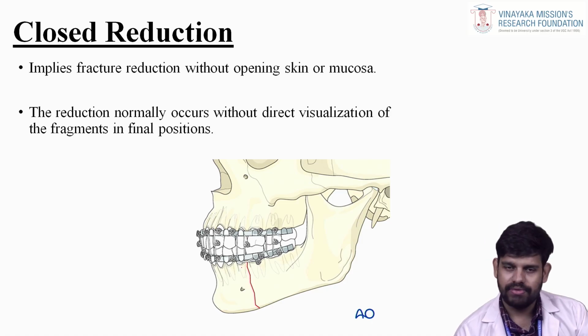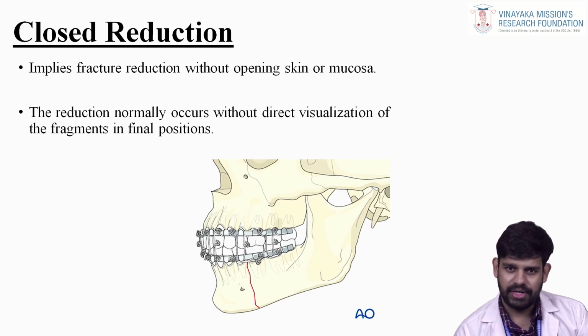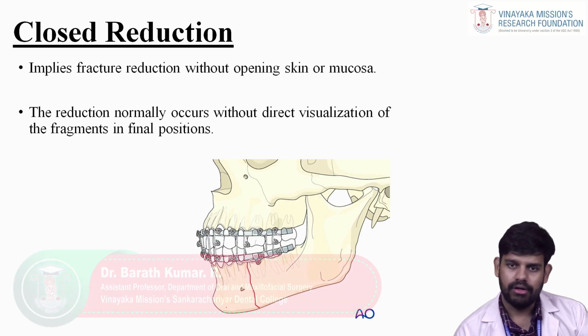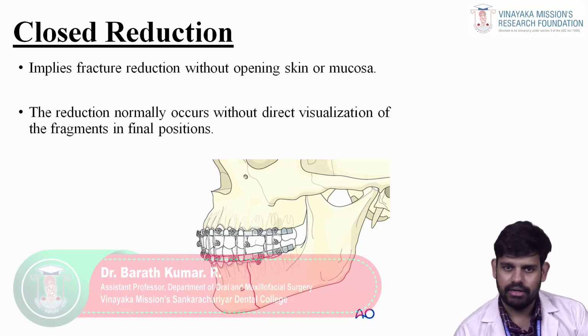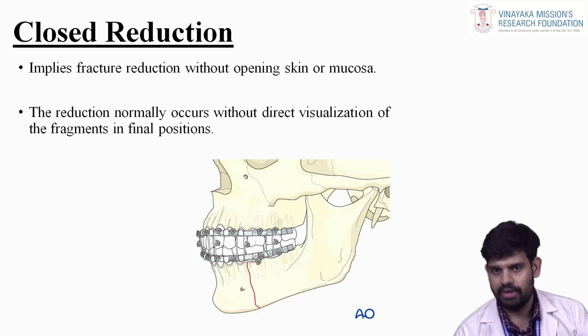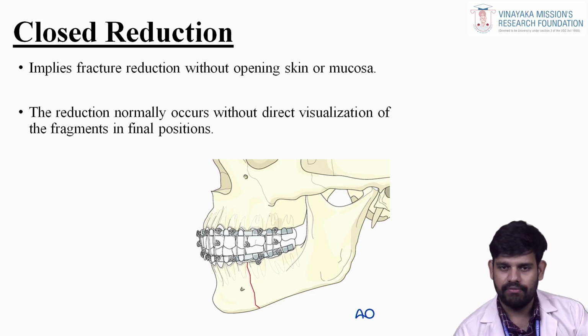And open reduction is when the displacement of the fracture is more, severely displaced fractures, or the patient doesn't have any teeth, or the fracture defect is more, or the patient cannot be put under IMF, intermaxillary fixation. A non-compliant patient can be taken for open reduction and fixation, where their general status is good, and we can take them under open reduction and internal fixation.